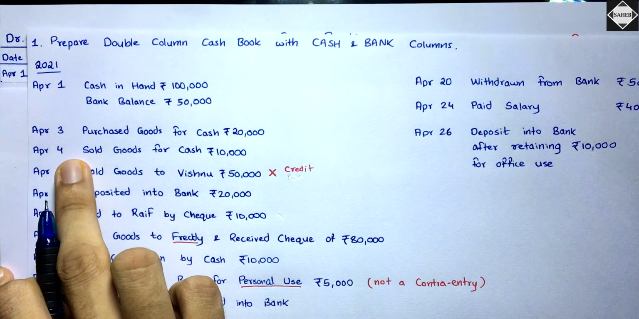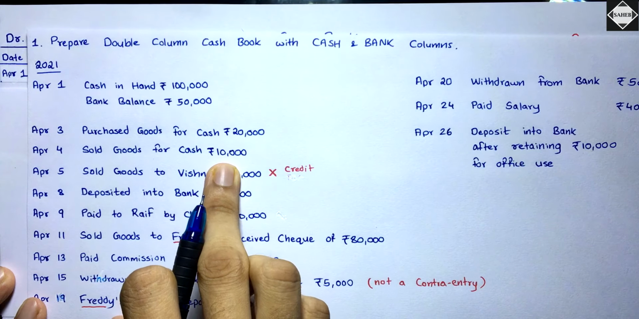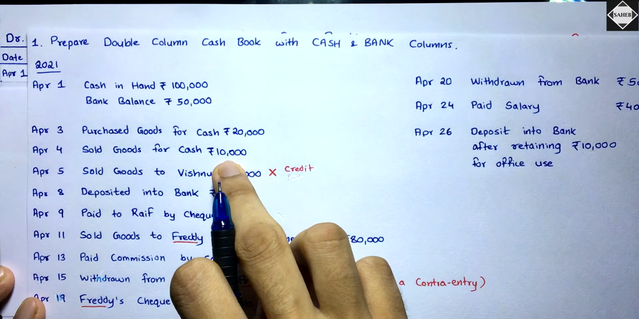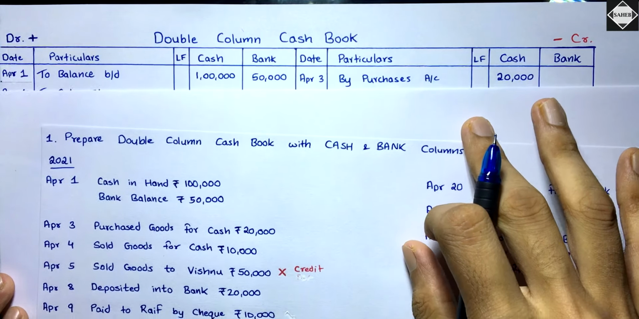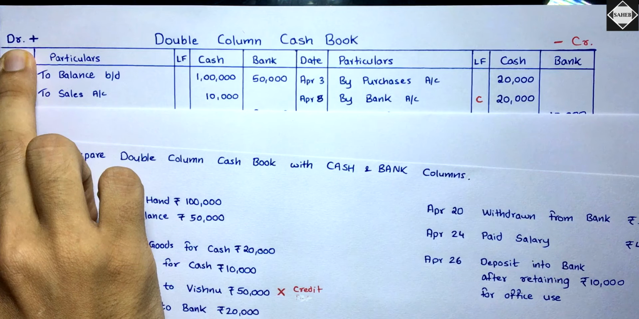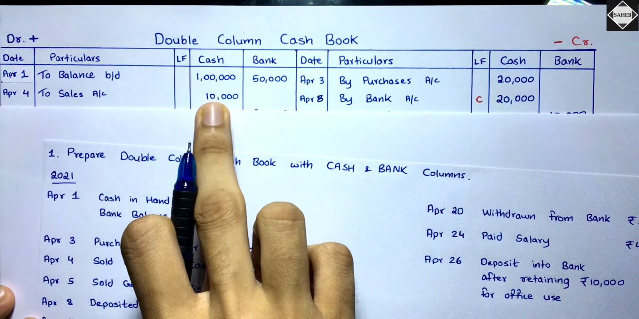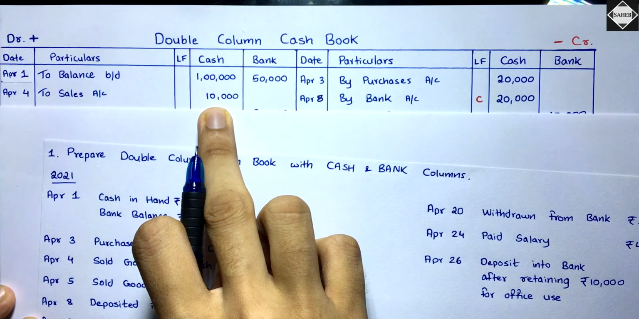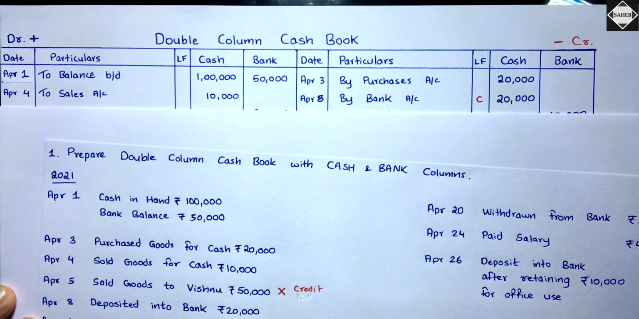April 4th transaction is, see here, sold goods for cash 10,000. Cash is increasing or decreasing? Cash is increasing. You have sold the goods, you have got the cash. So of course this will be recorded because this is cash sales. So see here, cash is increasing, right? Debit the cash account. Write the amount in the cash column, 10,000. Why has it increased? Because of sales, to sales, April 4th. Simple. This is how you will do it.